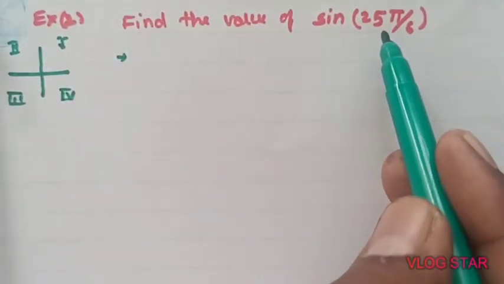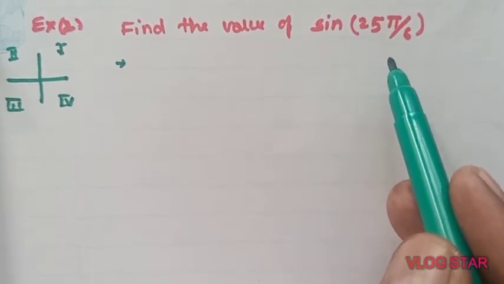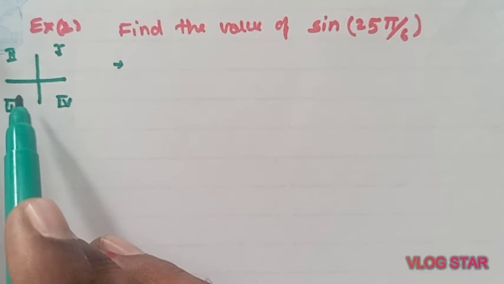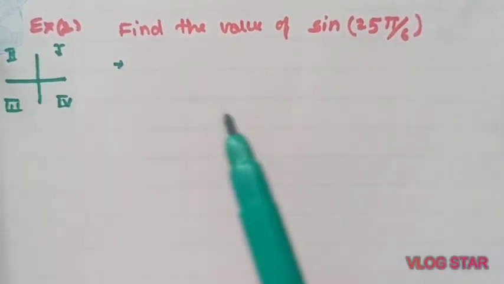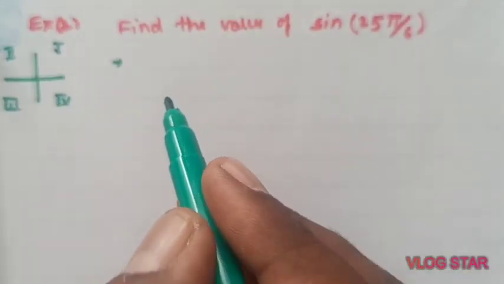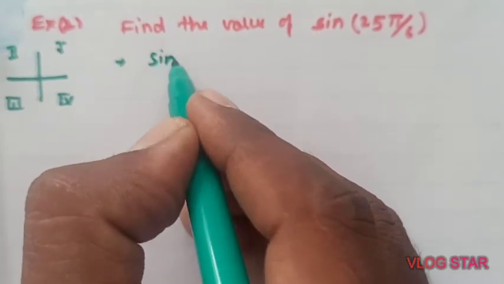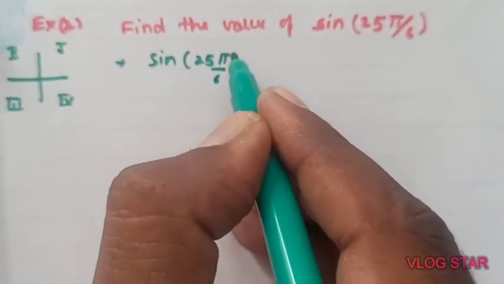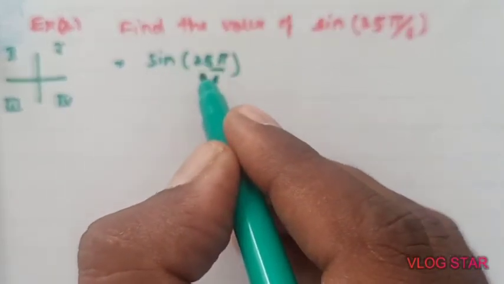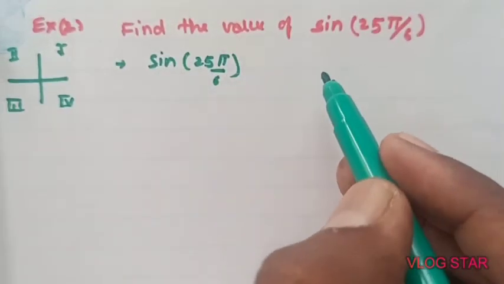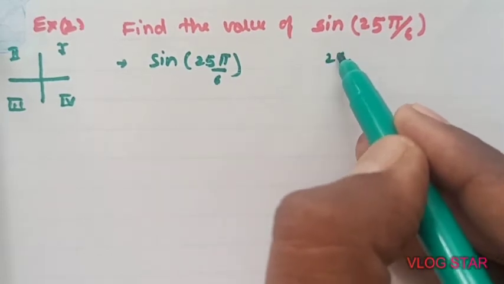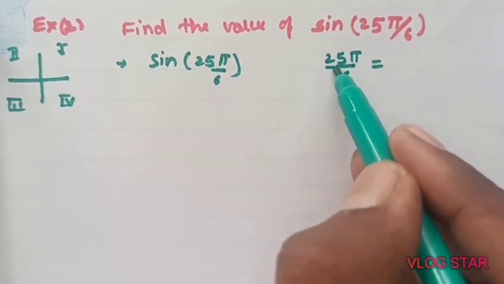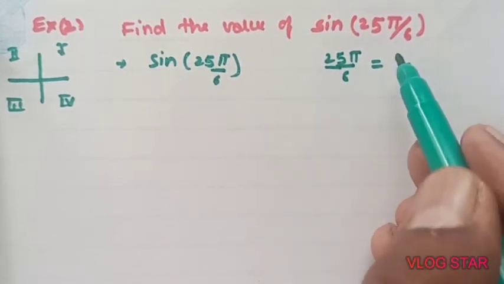First of all, we will try to split this angle. We will find out how many rotations, what is the exact position of the angle, in which quadrant it lies. To know that, we will do some rough calculation. I have taken sine of 25 pi by 6. We will simplify this angle 25 pi by 6. What is this? 25 pi by 6 can be written as, just simply divide, we will find quotient and remainder separately.